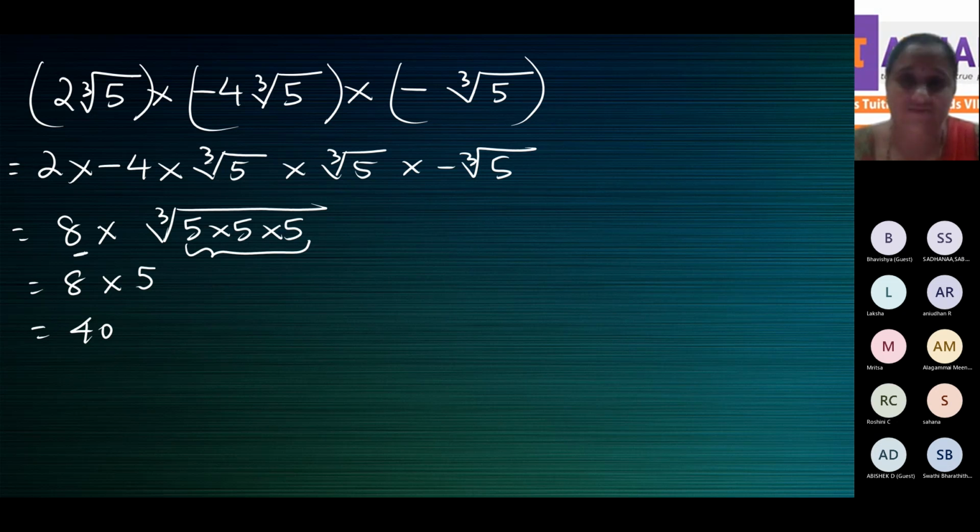So 2 4s are 8. Minus into minus is plus. Then cube root of 5 into cube root of 5 into cube root of 5, so it's cube root of 5 into 5 into 5. Because it's a cube root, from 3 5s, 1 5 comes out. 8 5s are 40.